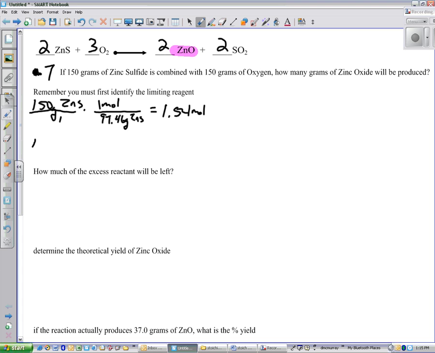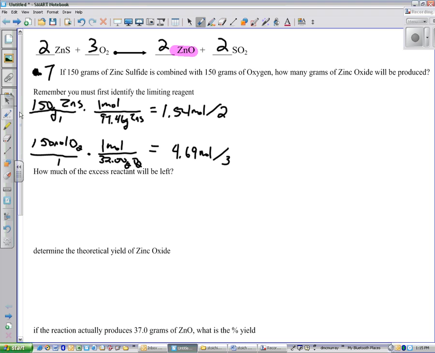I can do the same with the oxygen, 150 grams O2, and that goes over 1. And let's use the molar mass of O2. And that will give us the grand total of 4.69 moles. Now, each of these, in turn, needs to be divided by their coefficient.